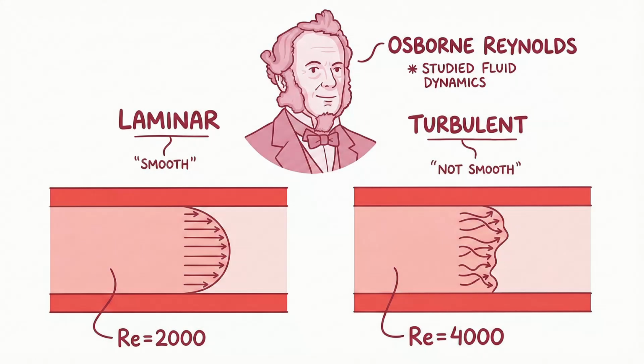Laminar means smooth, and so laminar blood flow is blood that's flowing smoothly through the vessels. Turbulent flow, on the other hand, is when the blood's not flowing smoothly. And we can figure out if blood is likely to be laminar or turbulent by finding its Reynolds number, or Re, which is named after Osborne Reynolds, a Victorian scientist who not only studied fluid dynamics, but is a man who knows how to rock a beard and bow tie.